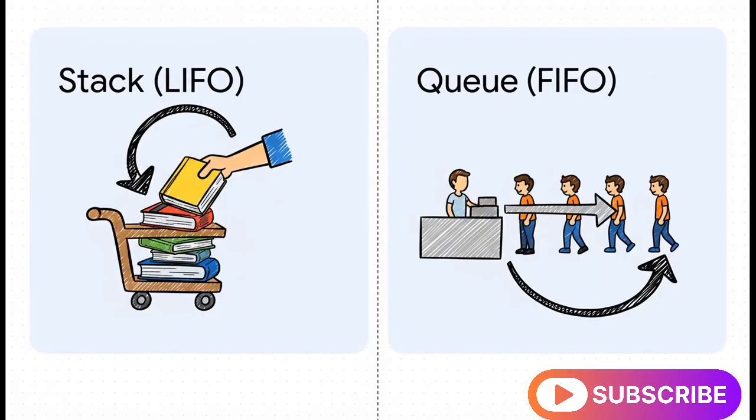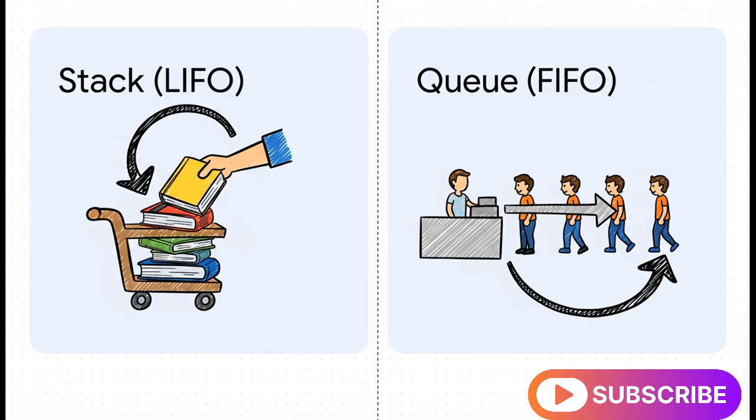A stack works exactly like that book return cart. The last book you toss on top of the pile is the first one someone takes off to reshelve. We call this last in, first out, or LIFO, and it's exactly how the undo button on your computer works. Now, a queue is the complete opposite. It's the checkout line. First in, first out, or FIFO.